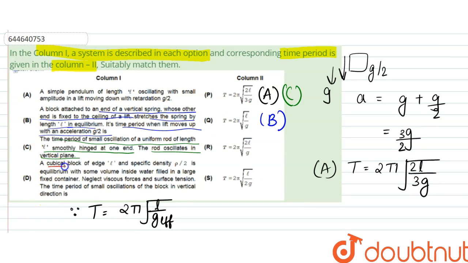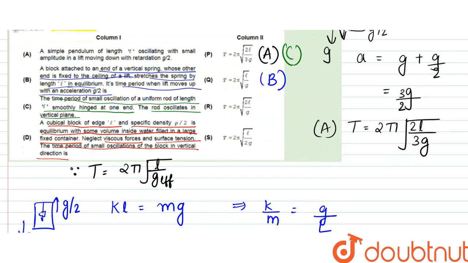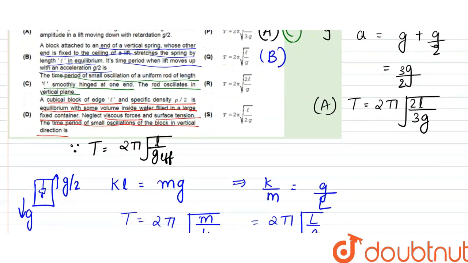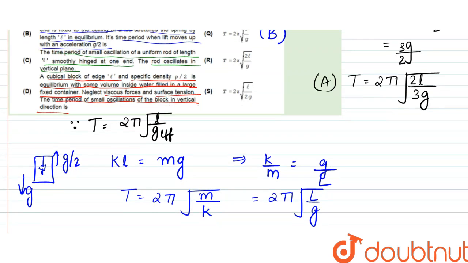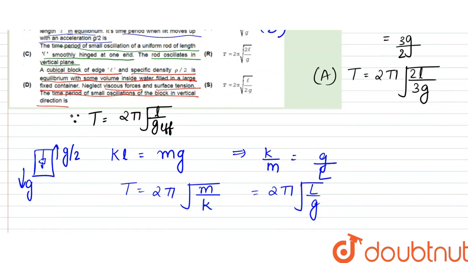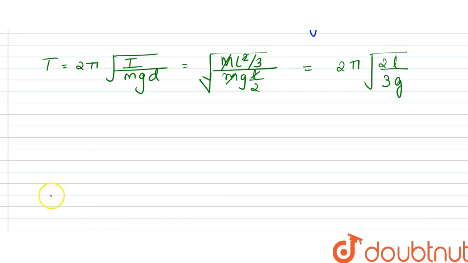The last question: a cubical block of edge L and specific density rho by 2 is in equilibrium with some volume inside water filled in a large fixed container. Neglect viscous force and surface tension. The time period of small oscillation of the block in vertical direction is what? So it is in equilibrium with some volume inside water, and the specific density is rho by 2.